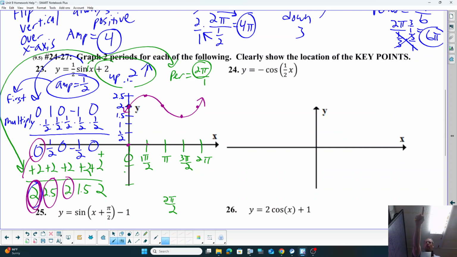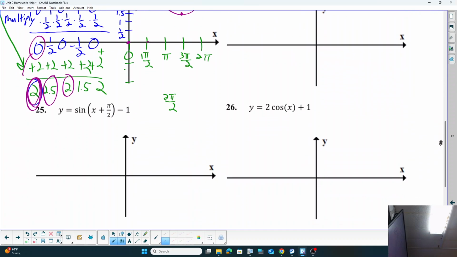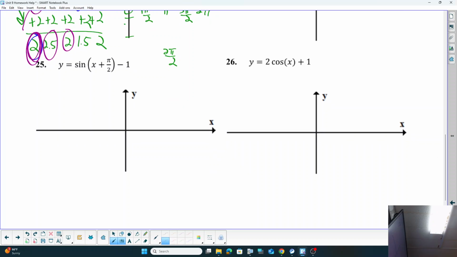So now try number 24 on your own. Try number 24, and 26. Come on, you got this. Phase shift time, number 25, phase shift.